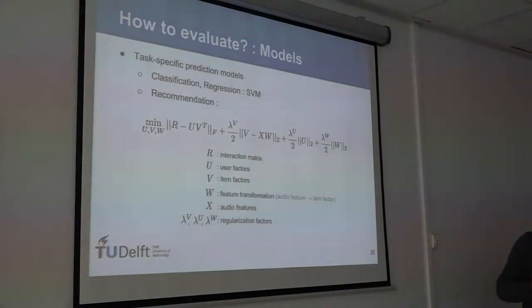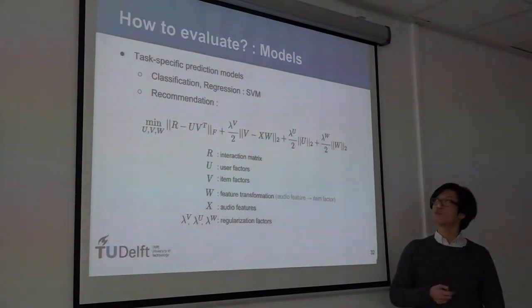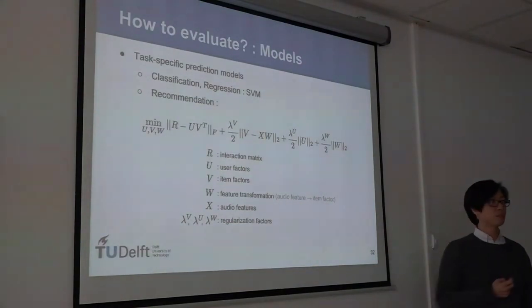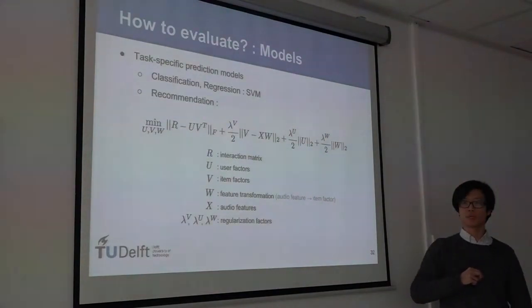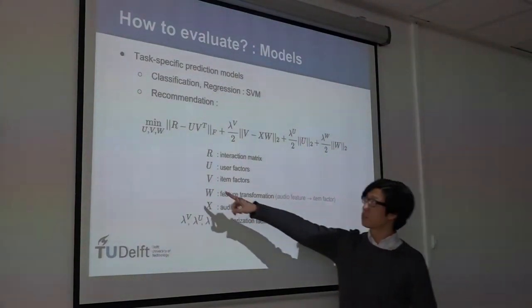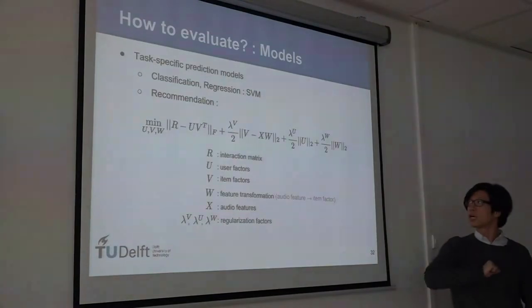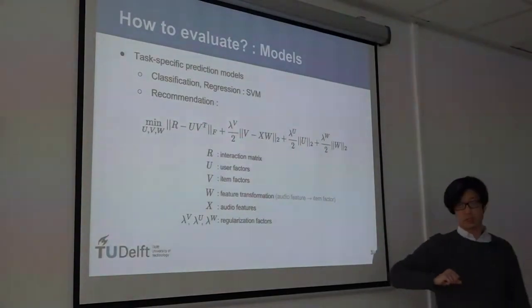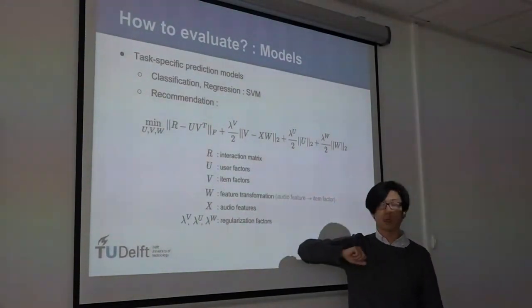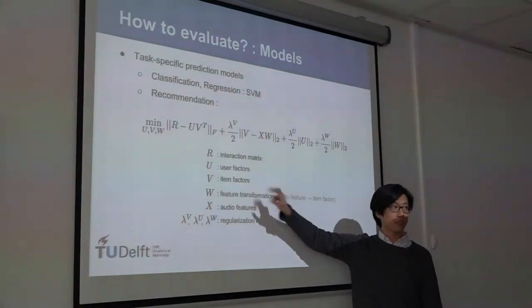And this is our evaluation model to check if this representation is good or not. For classification and regression, we used SVM. And for the recommendation, we used this co-factorization-based recommendation model. Here, R is the interaction matrix, which means each user's thumbs up and thumbs down for each song. And U and V are a low-rank solution to approximate this interaction matrix, usually called user factors and item factors.